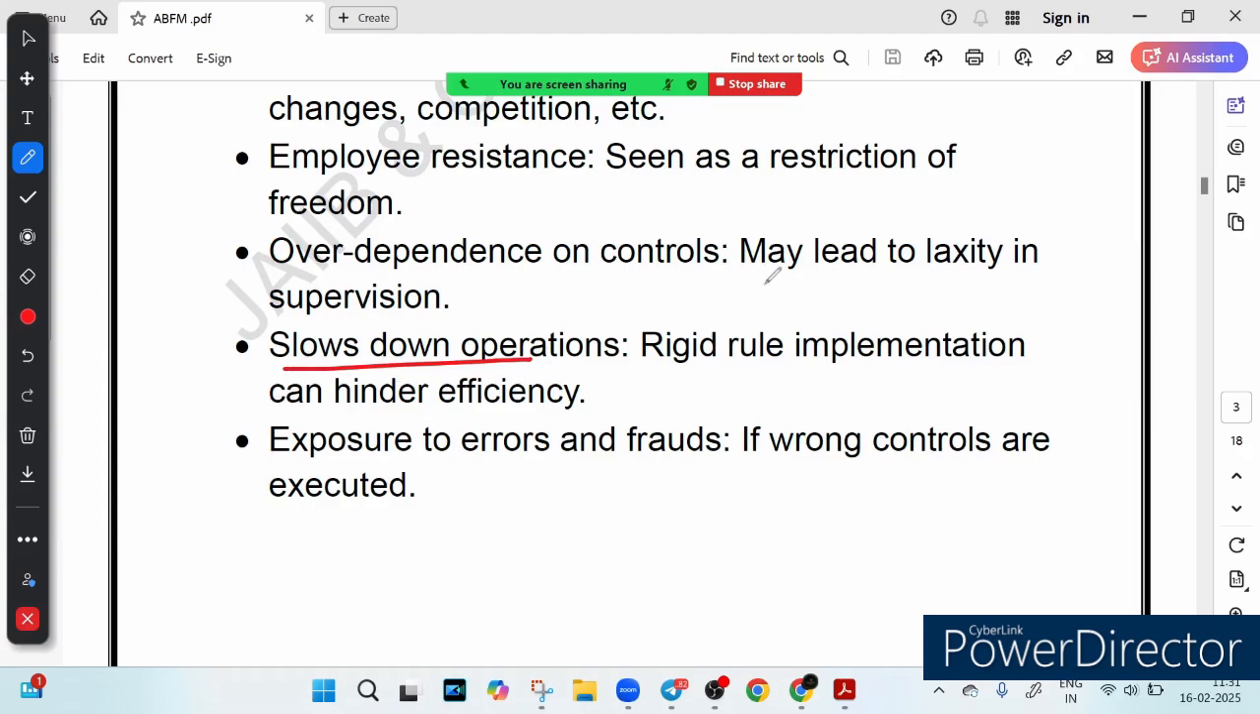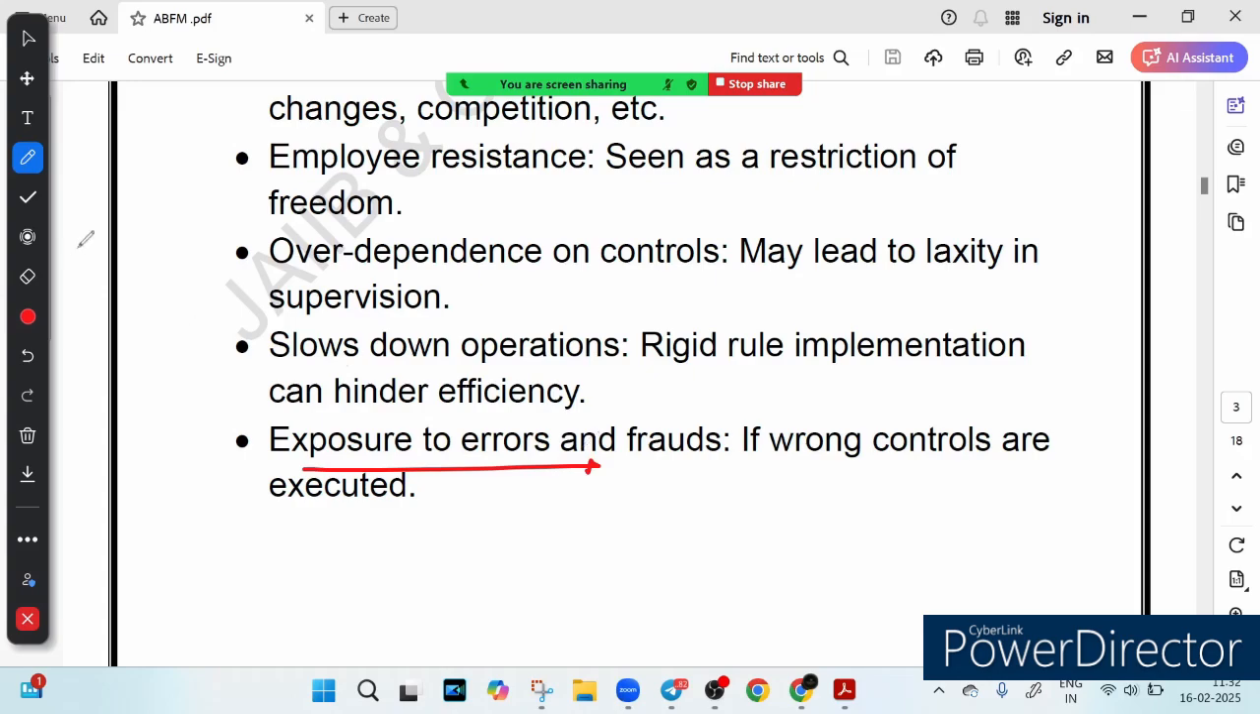Too many rules and approvals will obviously cause delay, right? Overly rigid control can make decision making slower and less efficient. And last but not the least, wrong control can cause problems. If a company sets the wrong type of control, it can lead to error, fraud or major operational failure.